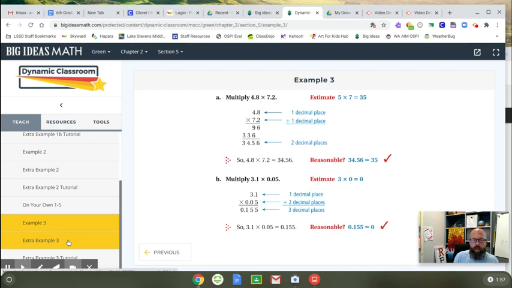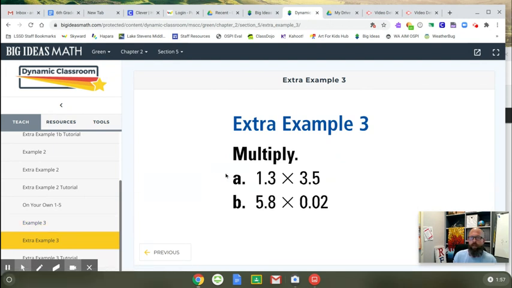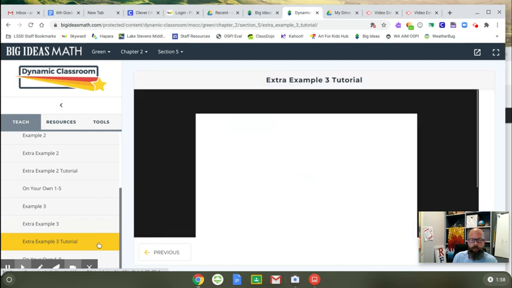Let's take a look at another one. If you need to pause the video at any time to catch up, go for it. So here we go. Try these two on your own. 1.3 times 3.5. Just line them up as if it was 13 times 35. Same thing here. 58 times 2. Then once you add your zeros in there, count your decimal places. So this one should have 3 at the end, and this one should have 2. So let's take a look.